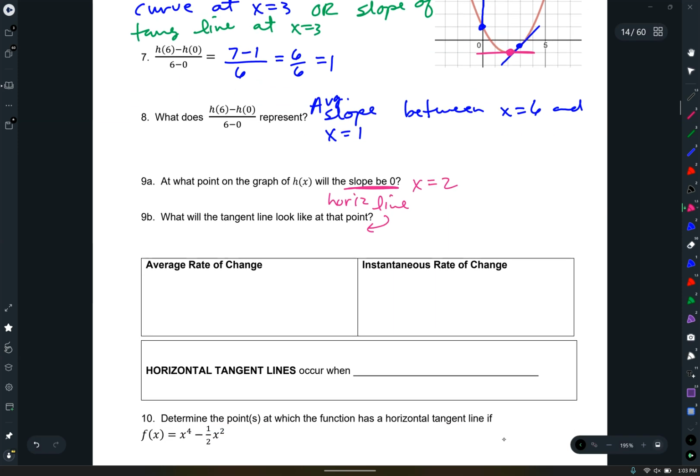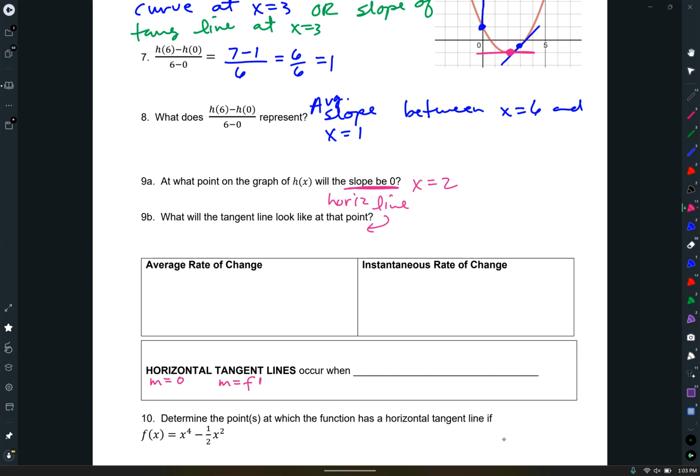All right, so let's fill in a couple things. Let's go with the one we just did. We said a horizontal tangent line means the slope is 0. So I'm going to put something here. I'm going to say horizontal means slope is 0. But if it's a tangent line, aren't we saying that the slope is the derivative? Right? Because slope and derivative mean the same thing.